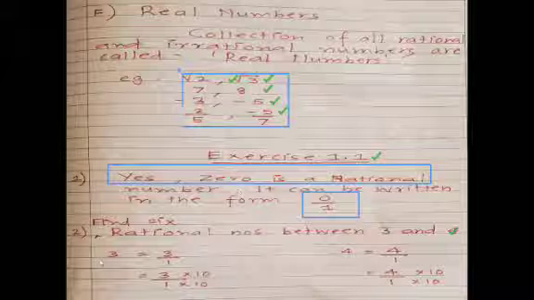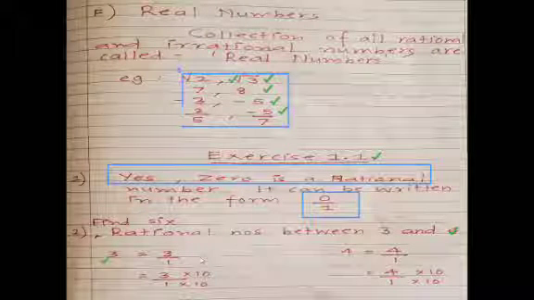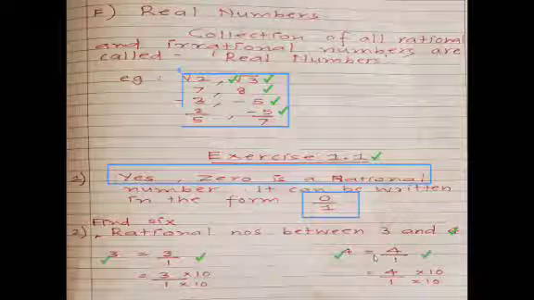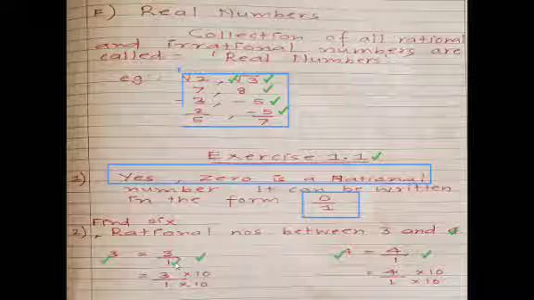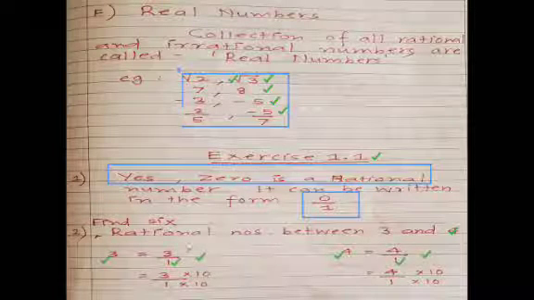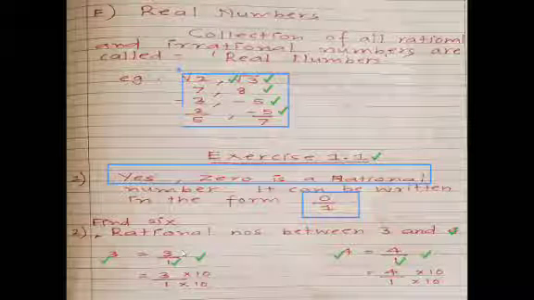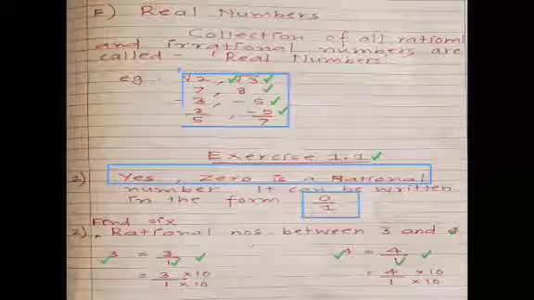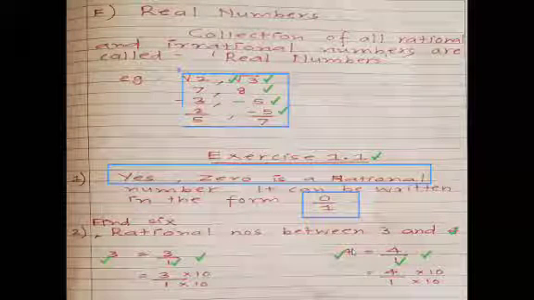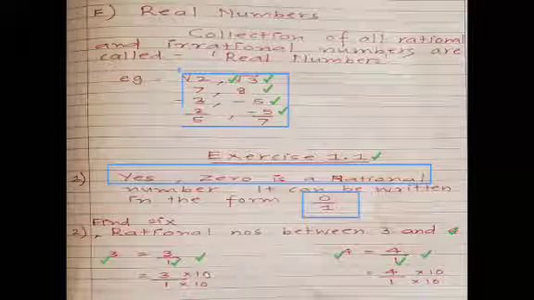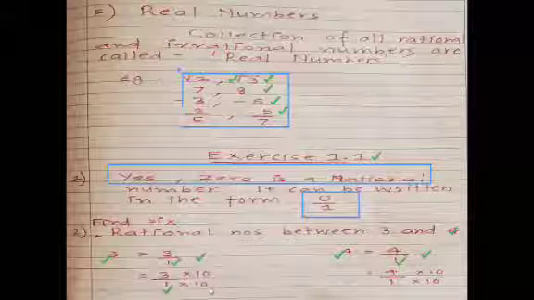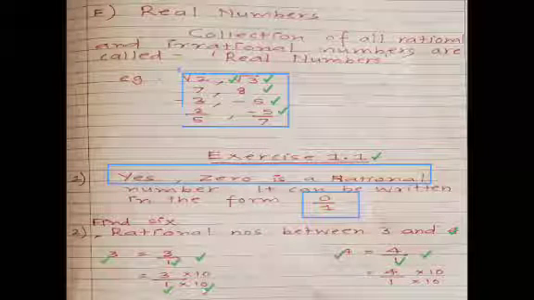Now, we know that 3 can be written as 3 upon 1, and 4 can be written as 4 upon 1. Here, the denominators are the same, 1 and 1. If I compare the numerators, I would not get any answer because between 3 and 4, I do not have a natural number. So what I did over here is I multiplied the denominator with 10. So 1 into 10 happens to be 10.